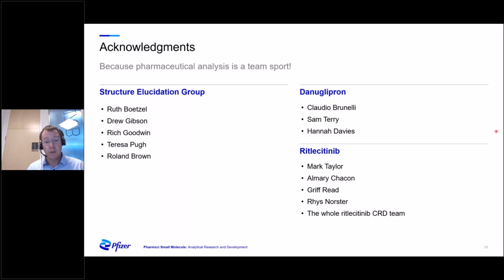If anyone wants to know how good Claudio's chromatography is, he's capable of separating impurities that differ by 1 neutron. The ritlecitinib work was done with Mark, Almery, Griff, Rees, and the whole of the ritlecitinib chemistry team. And Mark was the chap who developed the size exclusion method.